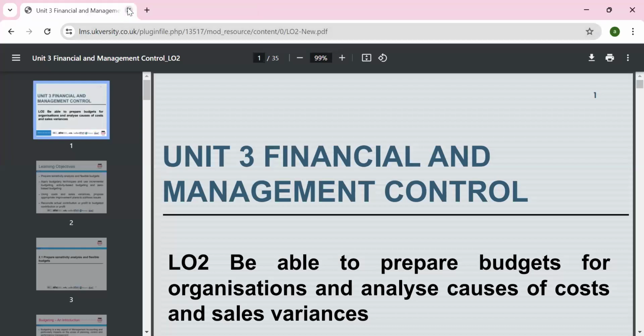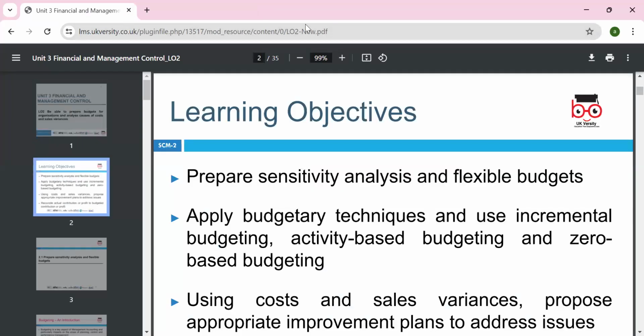So our LO2 is learning outcome to be able to prepare the budget for an organization, and we can look around the causes of the cost and the sales variance. So that will be in our discussion. We're doing financial management and control.